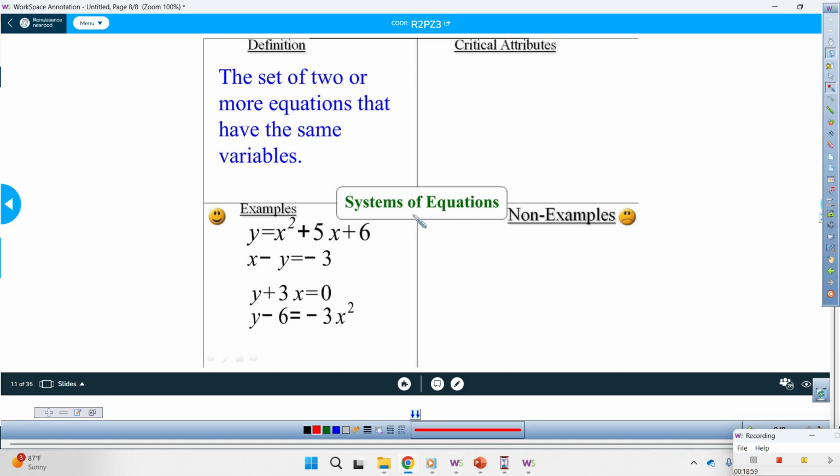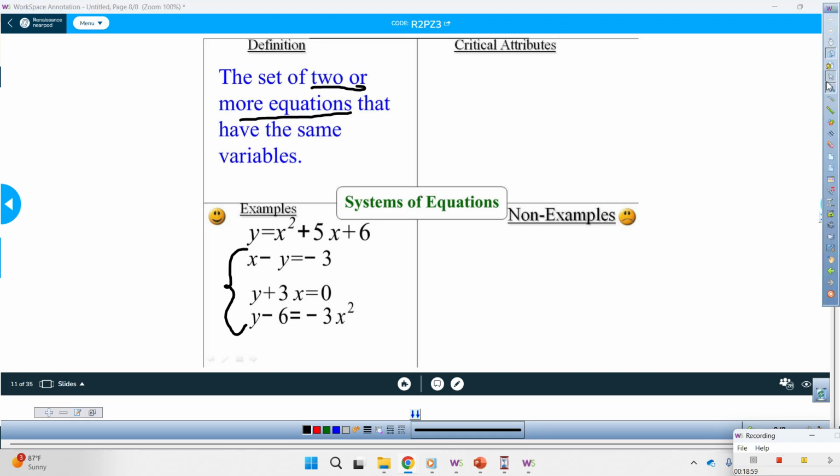Now, according to the definition, a system of equations is a set of two or more equations with the same variables. How many equations do you see here in the examples? 4. So that means I can pick 2 of them and make a system. Can I pick the other 2? Yes, there's 2 systems there. Could I pick 3 equations to make a system? Yes, because it says 2 or more equations.